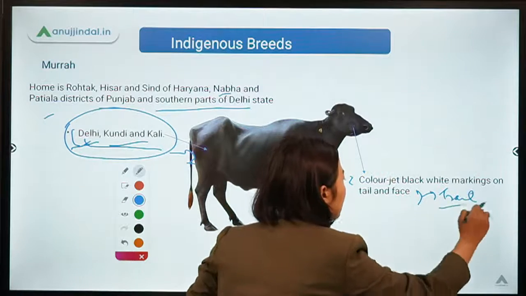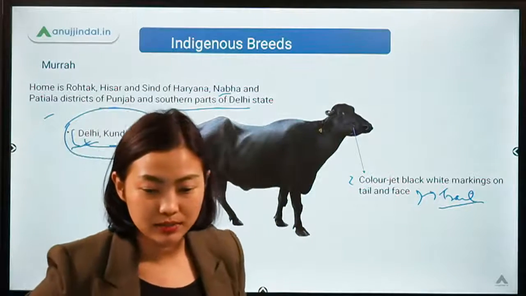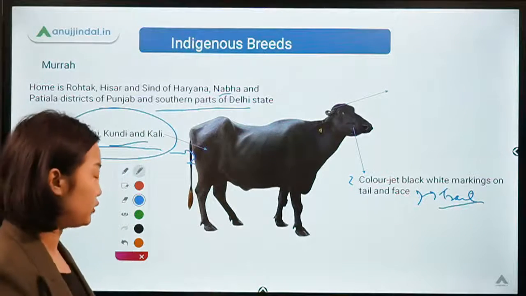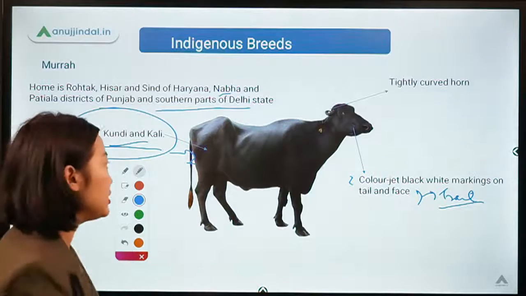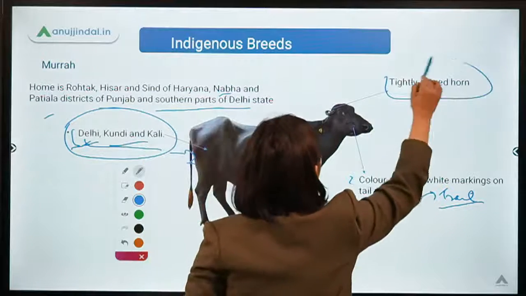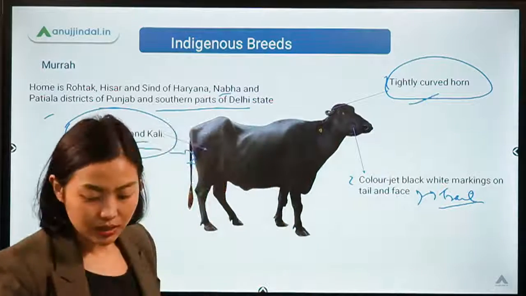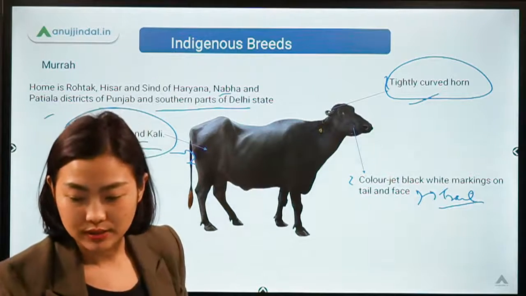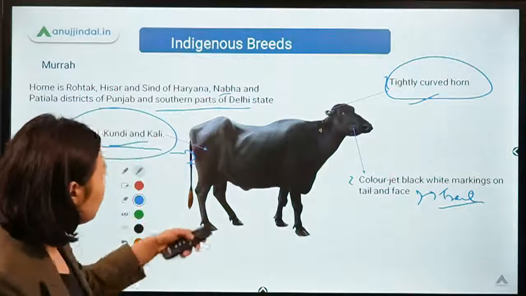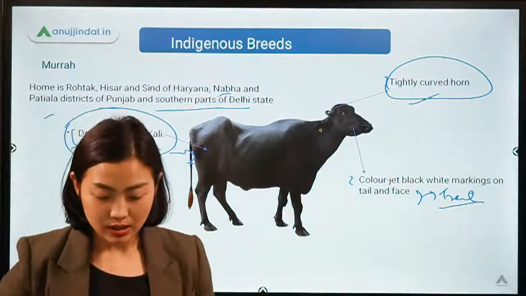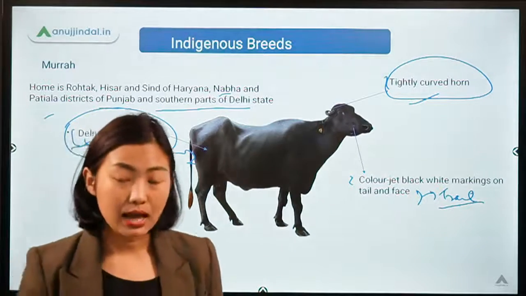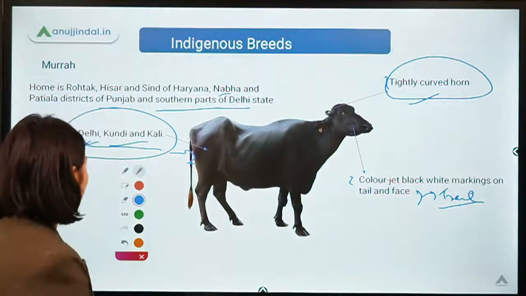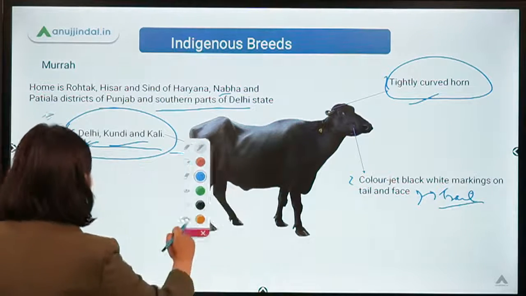So guys, if you are learning this for the first time, I request you all to please jot it down, okay? And now coming to the horn part. It has a very peculiar horn, which is that it has a very tightly curved horn, okay? The horn of this Murrah buffalo is the most important characteristic of this breed, all right? The whole body is really massive, it's big, and the head is comparatively long, okay? So the neck and the head are comparatively long in this buffalo.